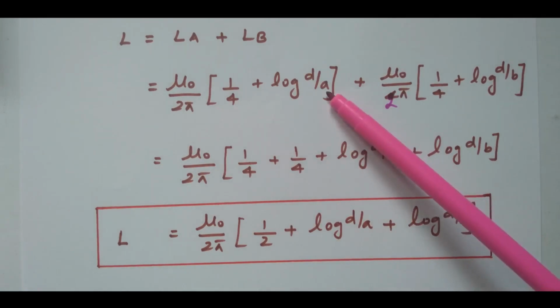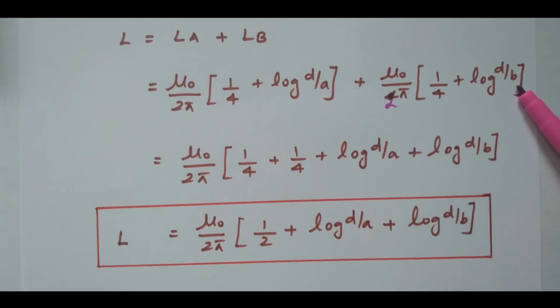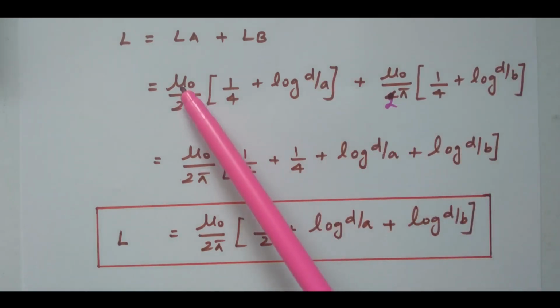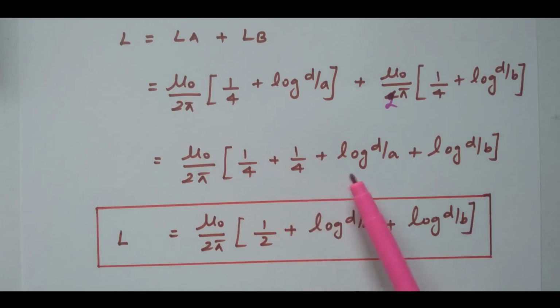Right? So A refers to the radius of conductor A, B refers to the radius of conductor B. This D refers to the distance between the conductors. Now we can take mu naught divided by 2 pi as a constant. So 1 by 4 plus log d by A, plus 1 by 4 plus log d by B. You can add this 1 by 4 plus 1 by 4, that is nothing but 1 by 2. So the total loop inductance of this two wire transmission line is mu naught divided by 2 pi of 1 by 2 plus log d by A plus log d by B. So this is the final expression for inductance of two wire transmission line.